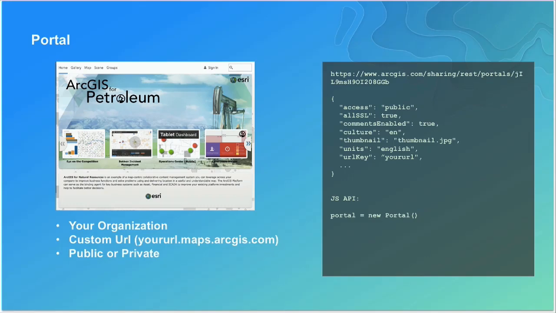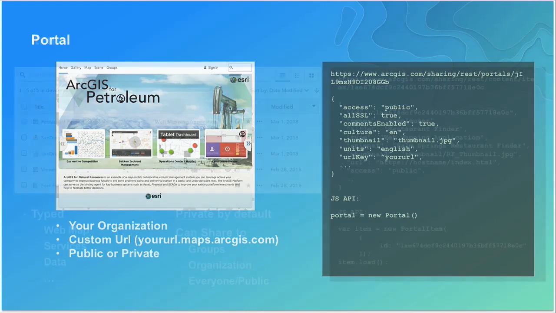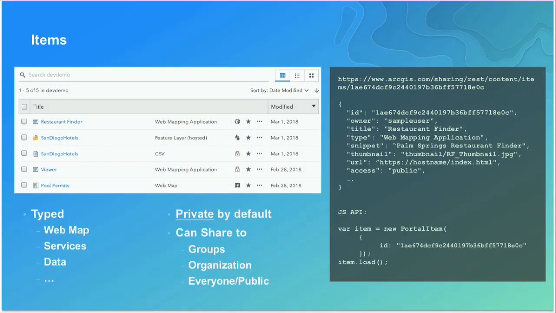This type is represented in the REST API too of the item. All items that you upload or create are private by default. So nobody else except you, the owner, can see that item until you share it beyond that. So you can share the item to groups of users who can then actually see your information.